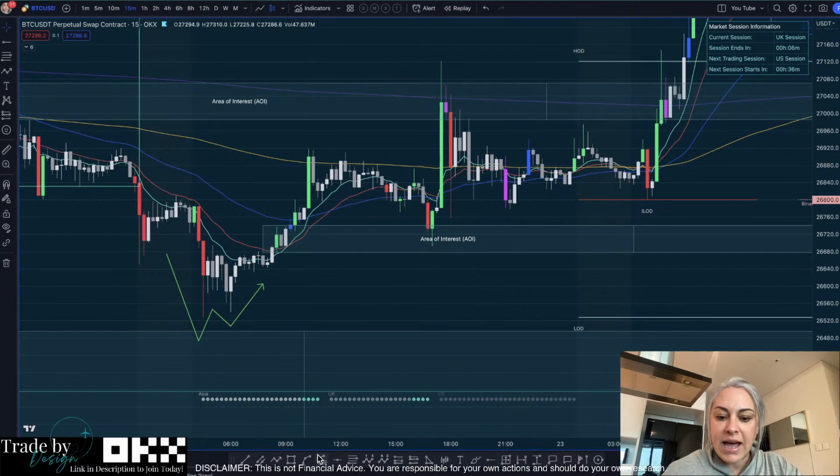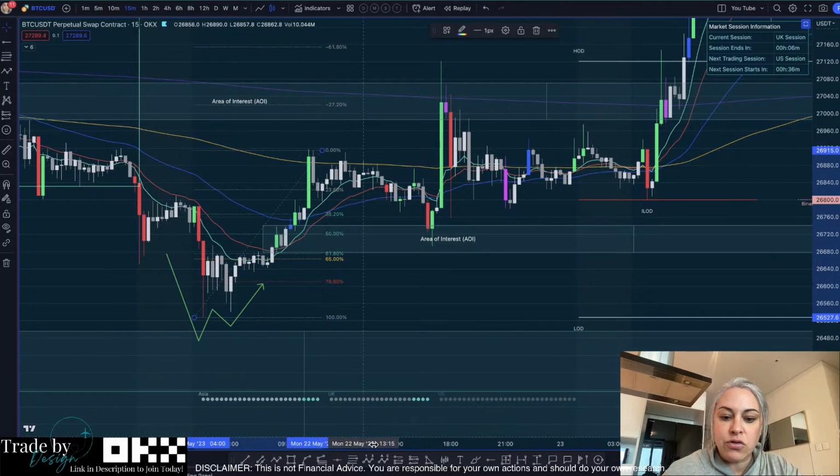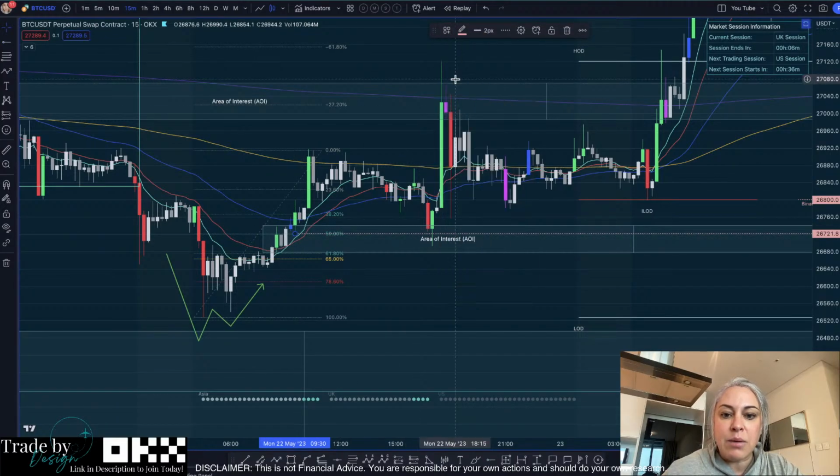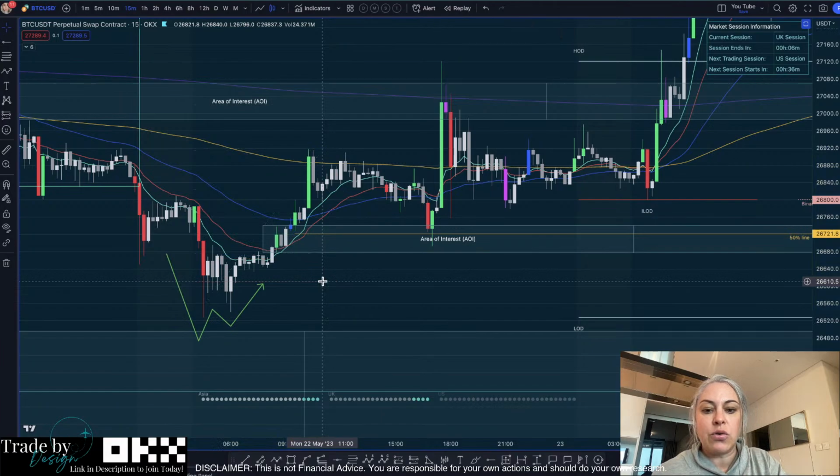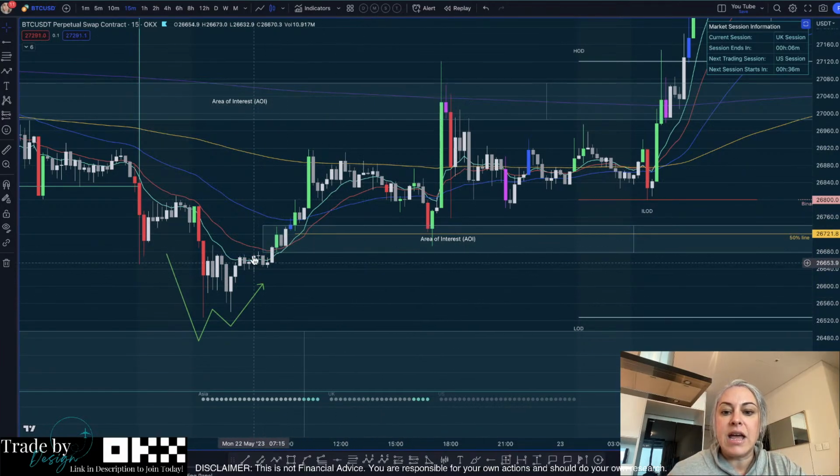And not only that, if we mark out the 50% of the Asia range, which is just the lowest point that price went during Asia to the highest point that price went during Asia, and then you just mark out 50% of that range here, usually at some point during the UK session or the US session on the same day that follows that, price will return to that 50% mark. And look here, the hammer is right on the 50% mark.